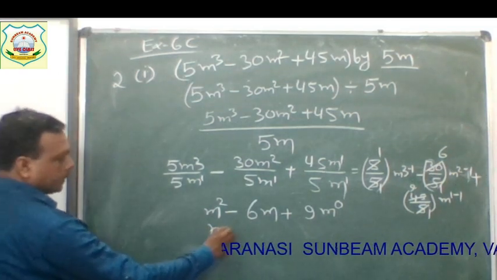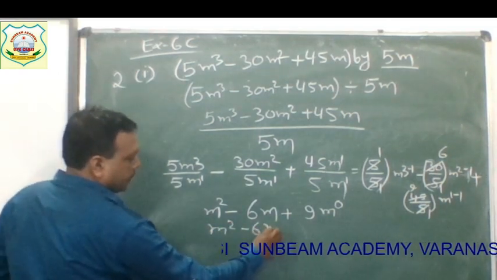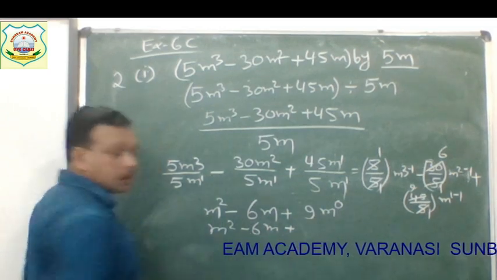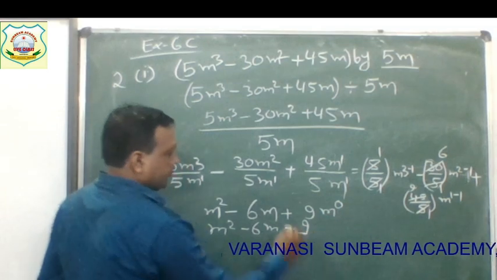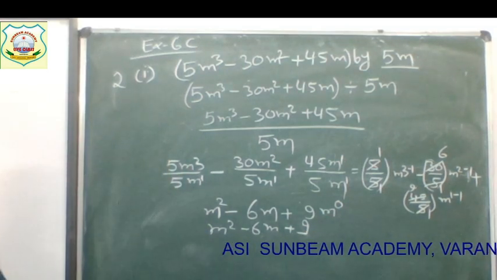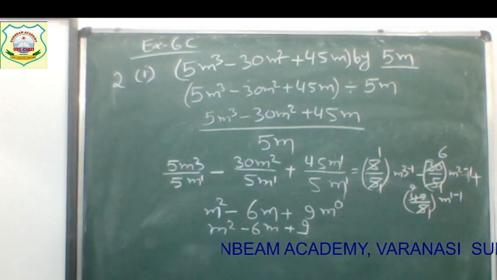So m square minus 6m plus, you know, m0 value is m power 0, 1. So 1 into 9, that is 9. It will be your answer. Students, note it down.